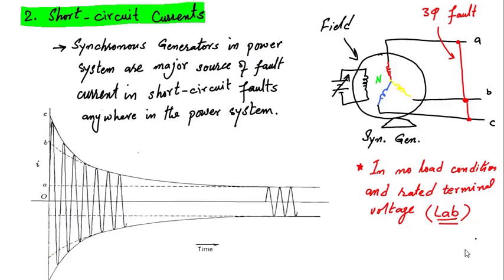If we remove that DC component from the current waveform, the AC component is shown over here in the diagram. This is the AC component of current. We have removed the DC component. This graph is known as the oscillogram of the generator. This oscillogram gives us the parameters of the generator. Let's see which parameters we can obtain from this oscillogram.